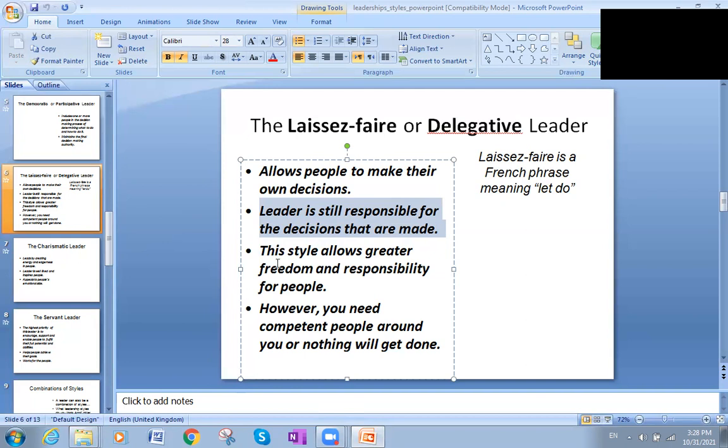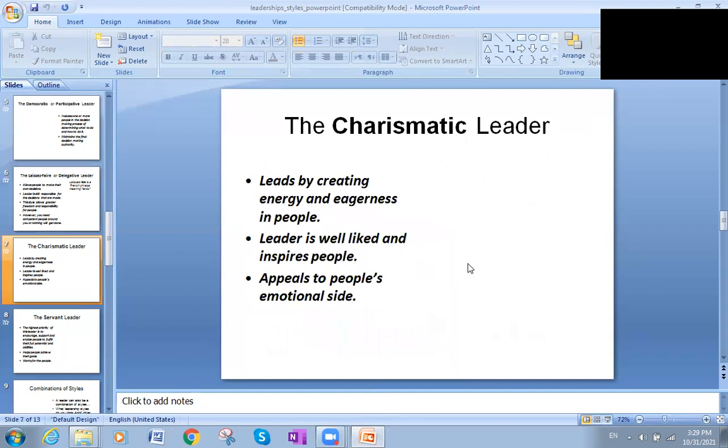This style allows greater freedom and responsibilities, because it is kind of democratic also, since he empowers the others in making decisions. So that's why it has good consequences. However, you need competent people around you or nothing will get done. So he depends on the work of all the people together. So that was about the three types of leaders.